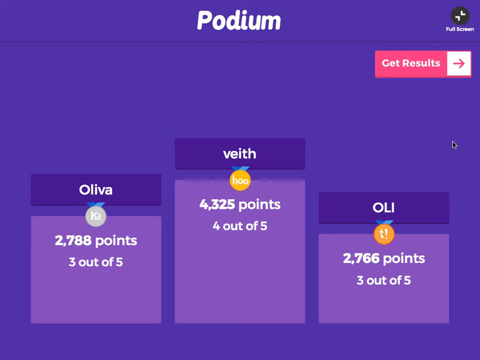Wait, number five, can we assume that's perpendicular? Because it says it makes the shape of a square. Well, this is a square. That makes sense.